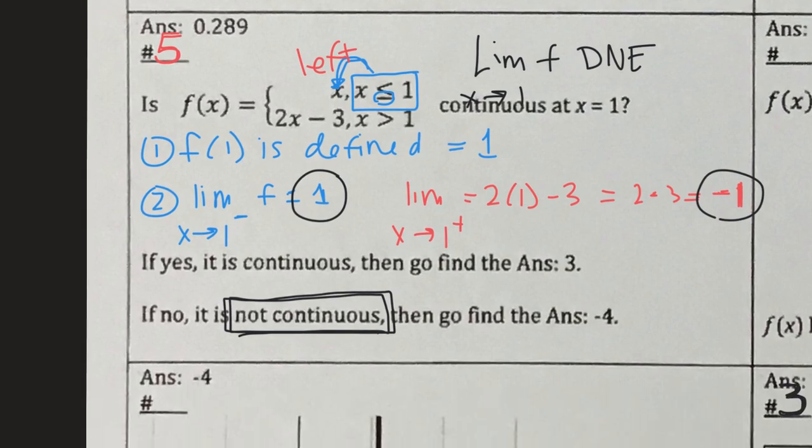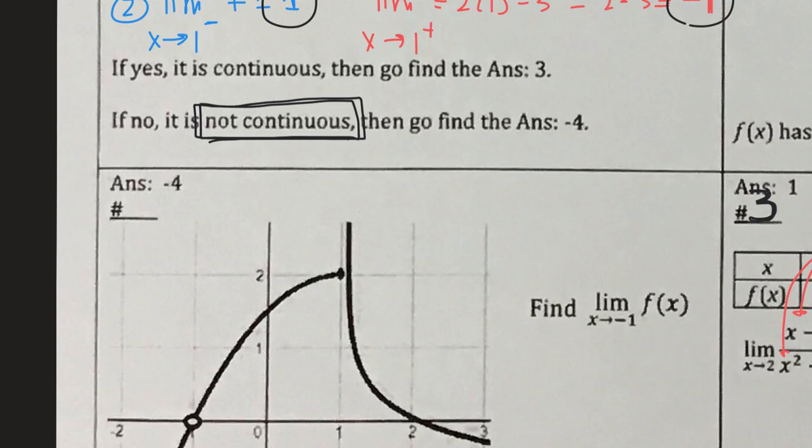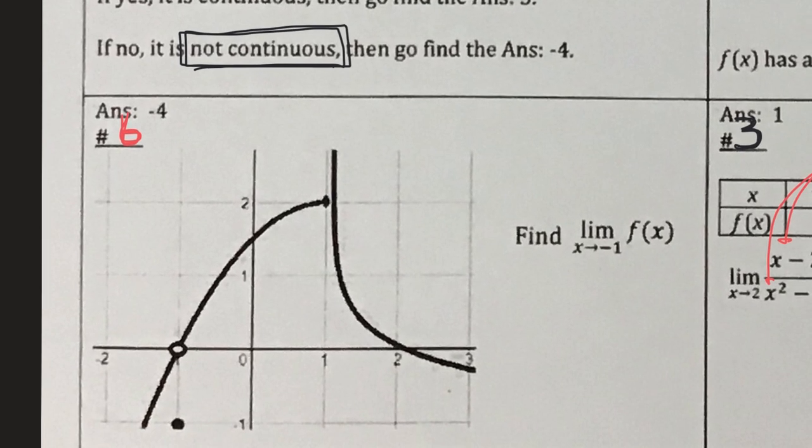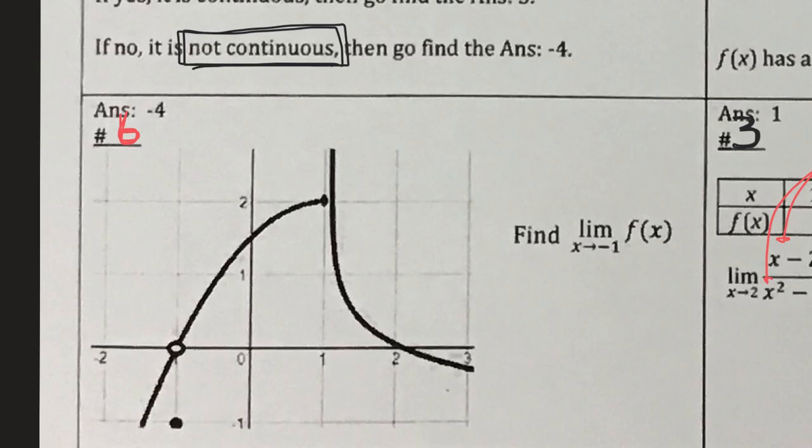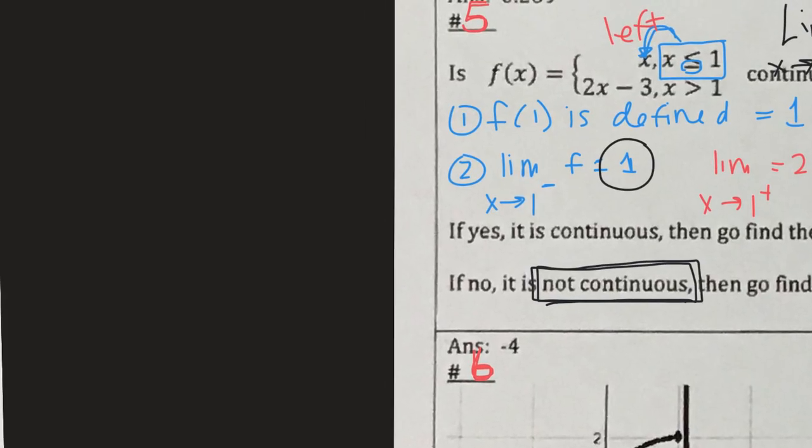Okay, number 4 is just below this. So here is this number 6. Find the limit as x approaches negative 1. So we're looking at the graph. From the left we approach 0. From the right we approach 0. So the graph is trying to go towards 0, which is the answer for the limit as x goes to negative 1.